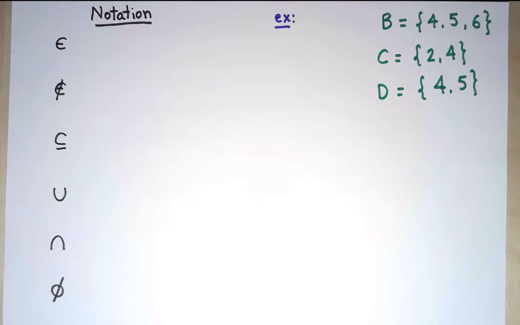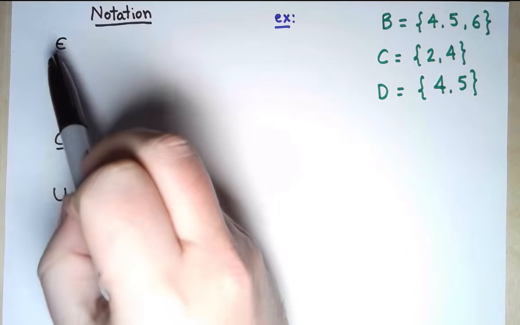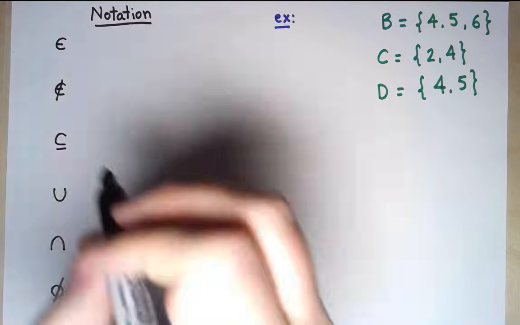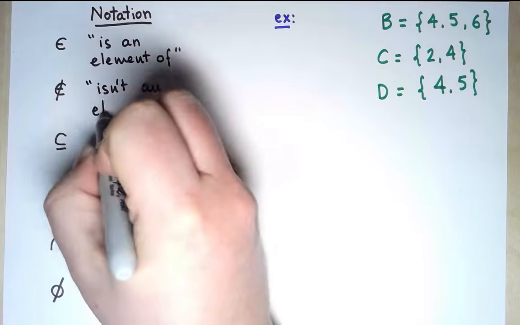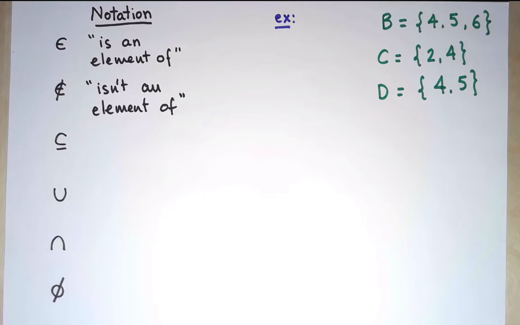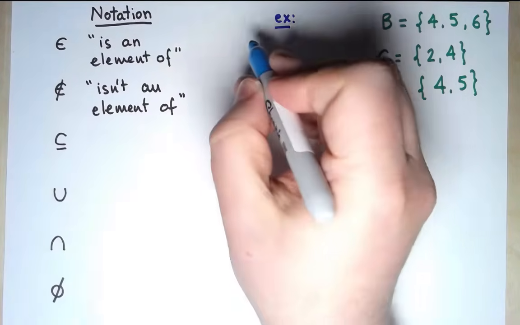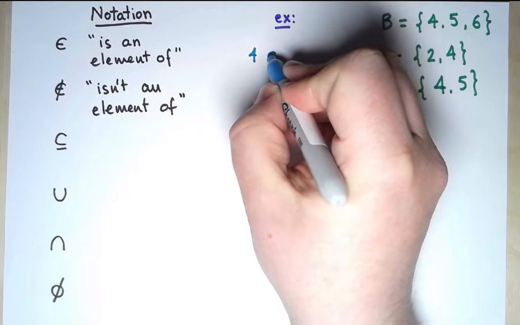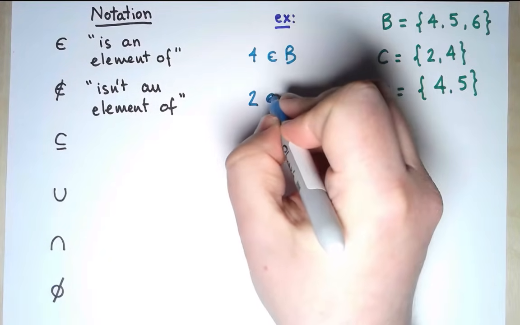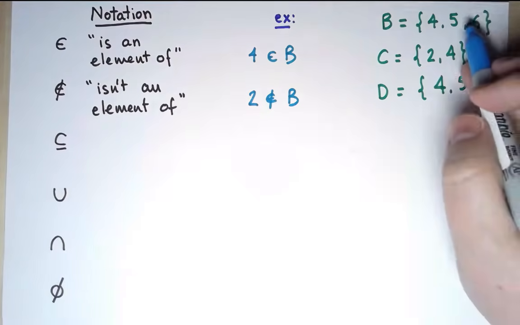Next, set notation. These two symbols are used to indicate that something is or isn't an element of a set. I'm going to use these three sets, B, C, and D, to construct examples. So using that, for example, I can say that the number 4 is an element of B, but the number 2 is not an element of B, because it's not there.